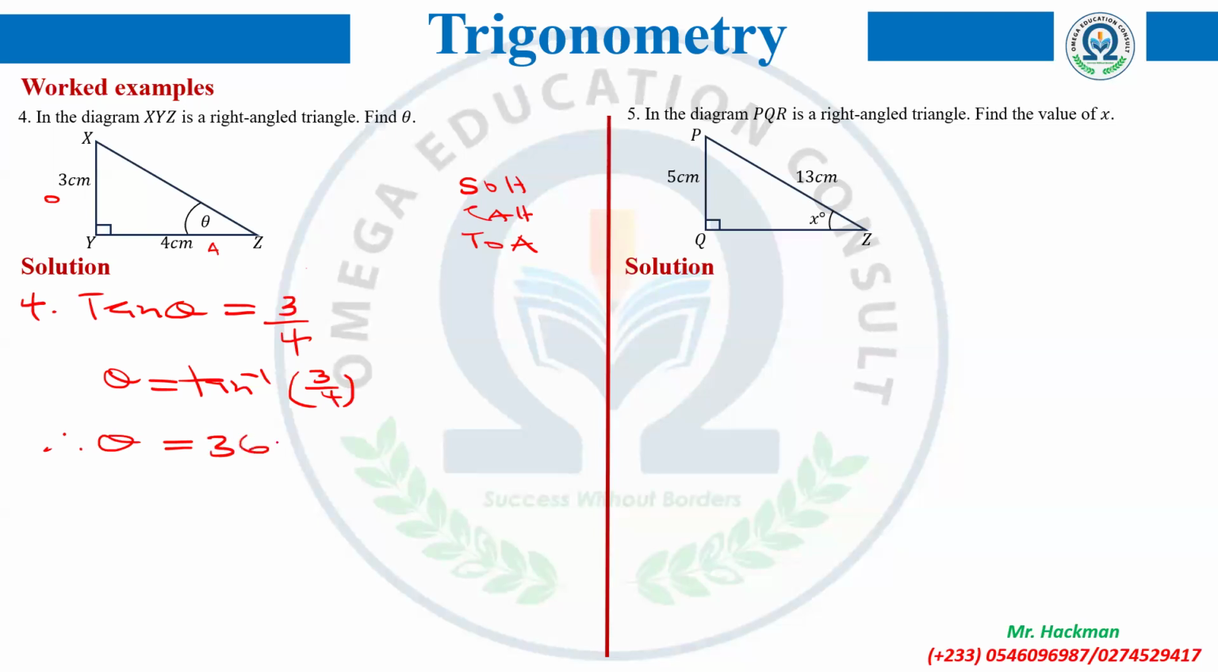36.86. I hope you check the next digit. The next digit was 9. The next digit after the 9. No, it was 36.8698. Okay, all right. So now I'm going to write 4 dp.